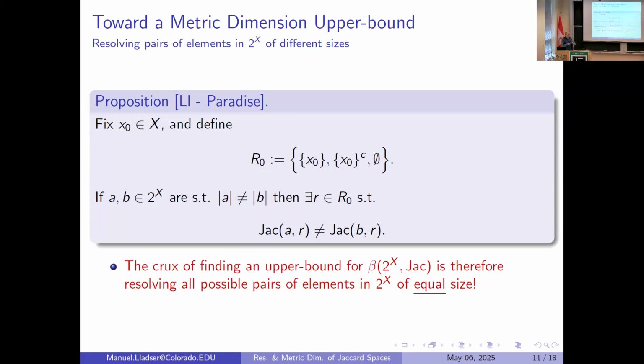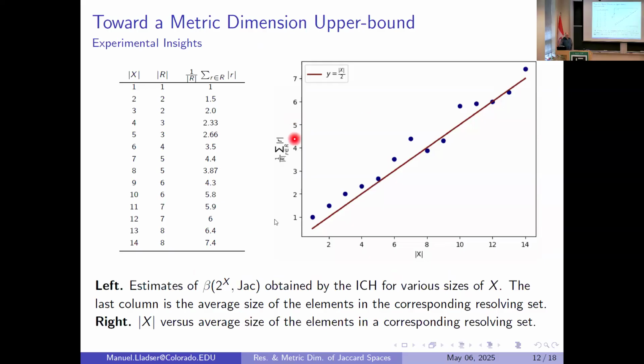So this proposition reduces the whole problem of characterizing the metric dimension to learning how to resolve pairs of subsets of X of equal size. That's the challenge that remains based on this little result. So how did we do that? Well, we simulated the metric dimension for different sizes of X. Here's the sequence that was given to us by the ICH algorithm. We looked at the sets we were seeing here, and besides the necessary conditions, we couldn't tell any particular pattern, except that the average size of the landmarks, and remember landmarks are subsets, was roughly half of the size of the whole space.